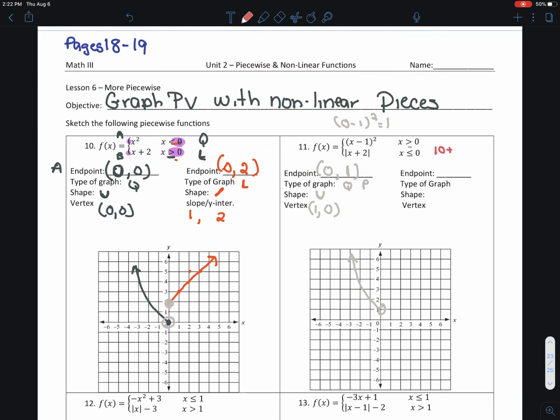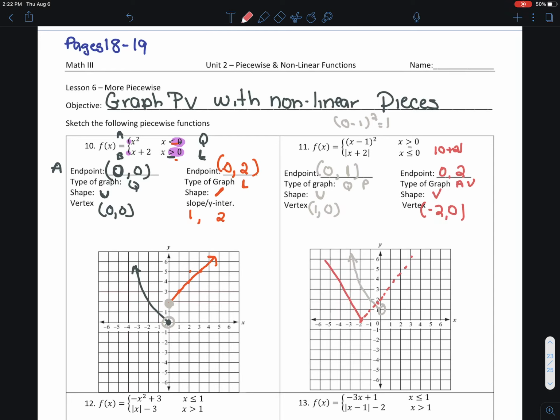Okay? My endpoint for the second one is still 0. So if I put 0 into that, I'll get a different color. So I have 0 plus 2, the absolute value of that, which is 2. So my endpoint would be 0, 2. The type of graph is absolute value. The shape is a V, and its vertex is at -2, 0. So we're not going to see its vertex either. So if I were to graph this, I'd start at 0, 2. My vertex would be at -2, 0.